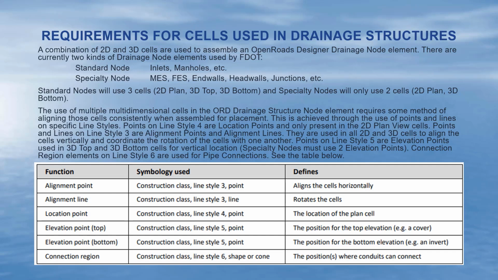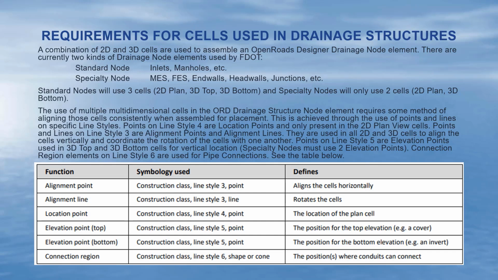Points on line style 5 are elevation points used in 3D top and 3D bottom cells for vertical location. Note, specialty nodes must use 2 elevation points. Connection region elements on line style 6 are used for pipe connections. Let's look at the table below.